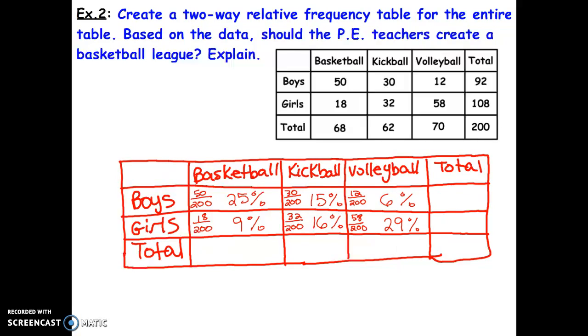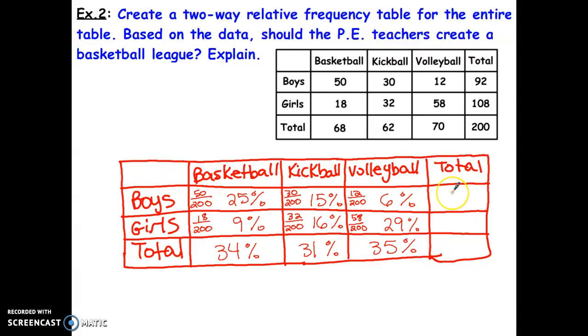Okay, so you can see that I've only done the conditional frequencies, which are in the body of the table. I don't need to do the ratios for the totals because I can find the totals by simply adding up what I have here. So to find the total for basketball, I'll just do 25 plus 9, and I get 34%. For kickball, 15 plus 16, that's 31%. And for volleyball, 6 plus 29, and that's 35%.